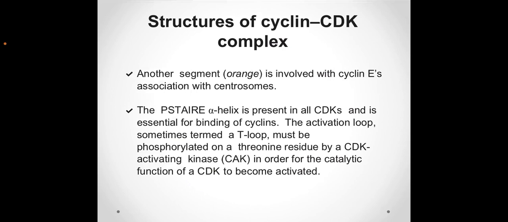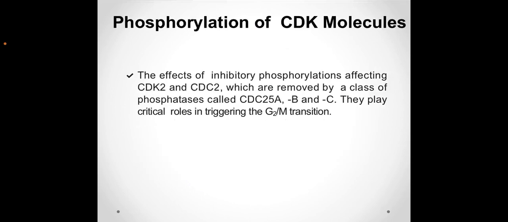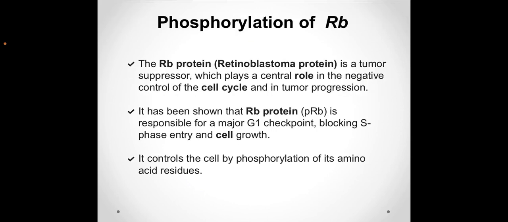The activation loop, sometimes termed the T loop, must be phosphorylated on a threonine residue by the CDK activating kinase CAK in order to function, that is, for its catalytic activity, or to enable the CDK to be activated. The effects of inhibitory phosphorylations affecting CDK2 and CDC2 are removed by a class of phosphatases called CDC25 A, B, and C, which play a critical role in triggering the G2 to M transition.